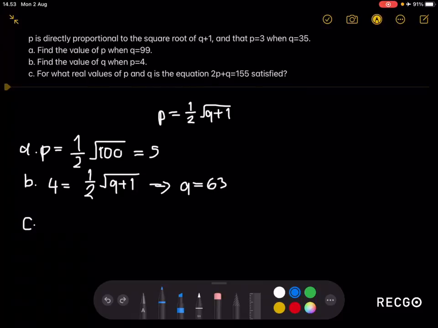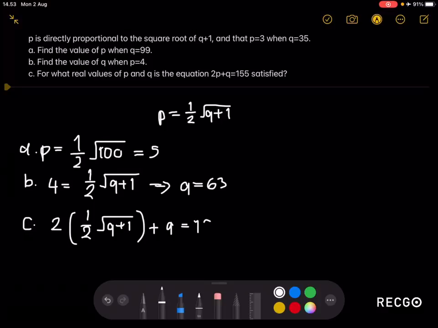For part C, this is pretty interesting. We can substitute the value of p being this expression right here into our equation to get 2 times a half times the square root of q plus 1. And the reason we're doing this is that we're going to turn this equation in 2 variables into an equation in 1 variable so that it becomes much easier. So anyways, this becomes plus q is equal to 155.